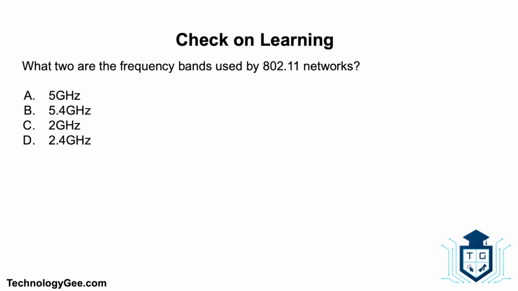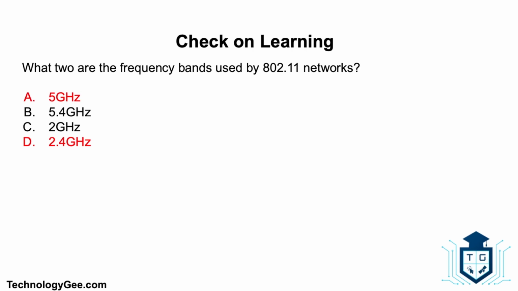Next question. What 2 are the frequency bands used by 802.11 networks? Would it be 5 gigahertz, 5.4 gigahertz, 2 gigahertz, or 2.4 gigahertz? And the correct answer is, for 802.11 networks, they use 5 gigahertz and 2.4 gigahertz frequencies. That is the correct answer, ladies and gentlemen.